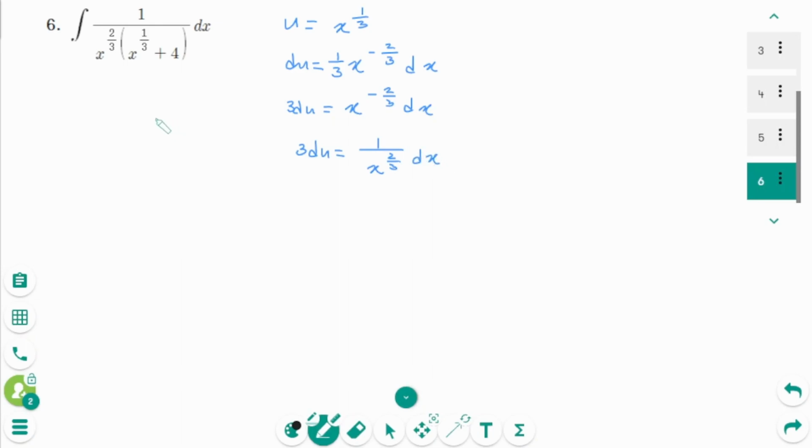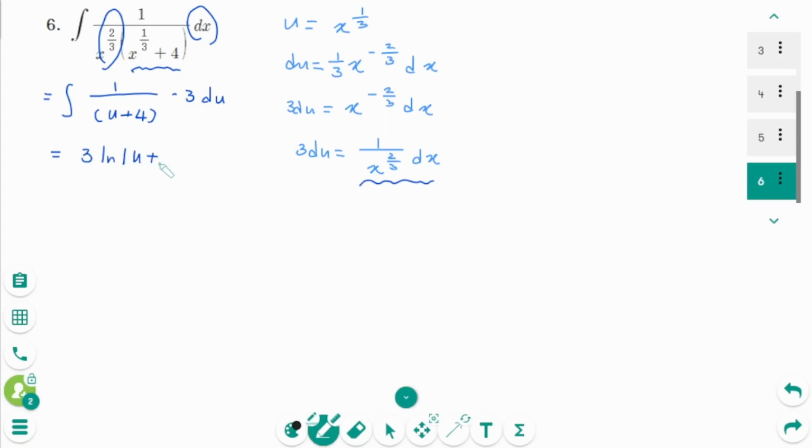Change all x into u. The integral of 1 over this part, u plus 4, and this part dx makes 3 du, equals 3 ln the absolute value of u plus 4 plus c. The final answer is 3 ln the absolute value of x to the power of 1 over 3 plus 4 plus c.